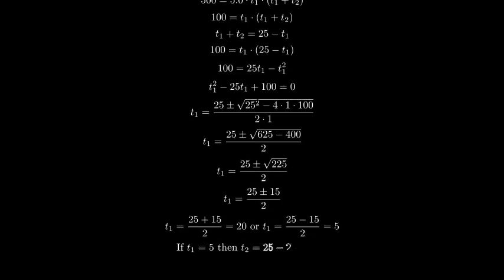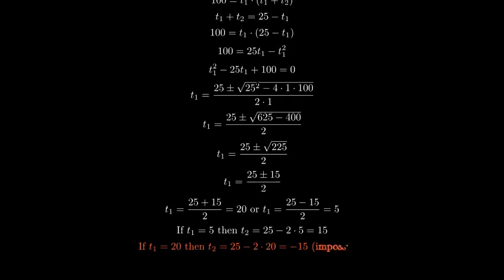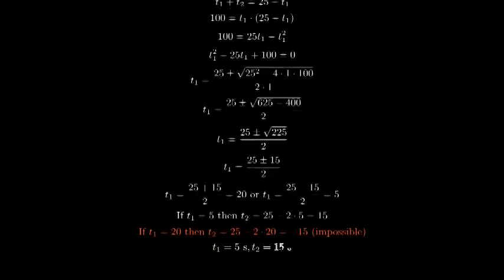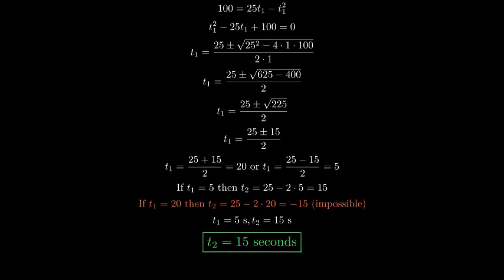Let's analyze these two values. If t_1 equals 5, then t_2 equals 15. If t_1 equals 20, then t_2 equals negative 15, which isn't physically possible. Therefore, t_1 equals 5 seconds, and t_2 equals 15 seconds. So our answer is, the car moves uniformly for 15 seconds.